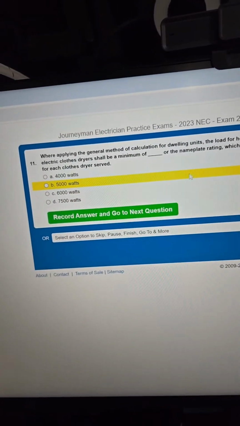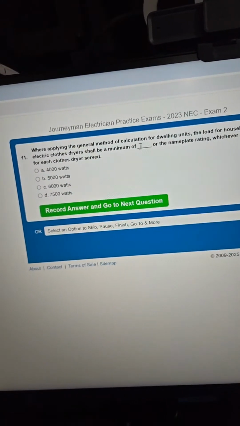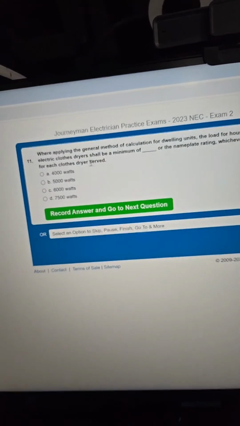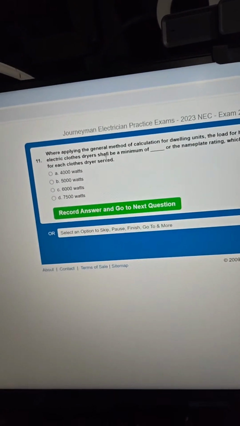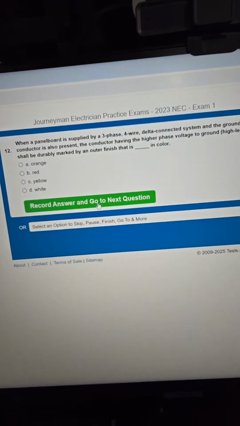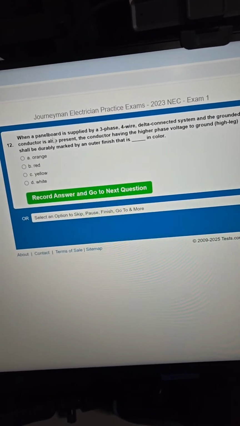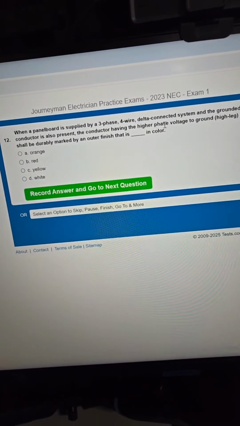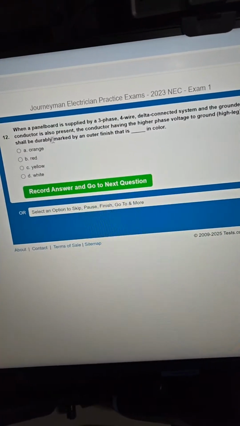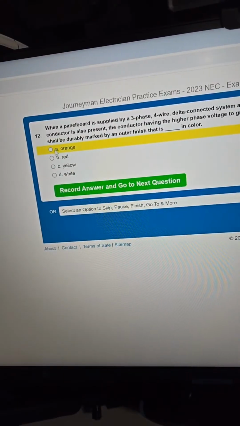When applying the general method calculation dwelling units for a house, the household electric clothes dryer shall be a minimum of blank of the nameplate rating, whichever is larger for each clothes dryer served. I don't have the code book in front of me. 6,000 looks good. When a panel board is applied a three-phase, four-wire delta connected system, the grounded conductor is also present. The conductor having the higher phase voltage to ground, the high leg, shall be deliberately marked in outer finish that is orange. Come on.